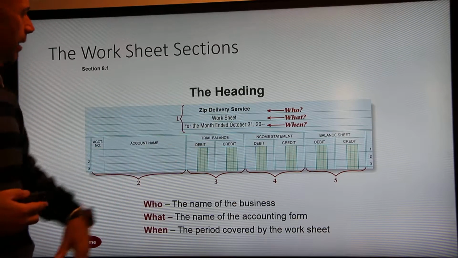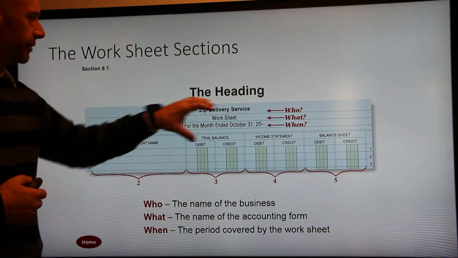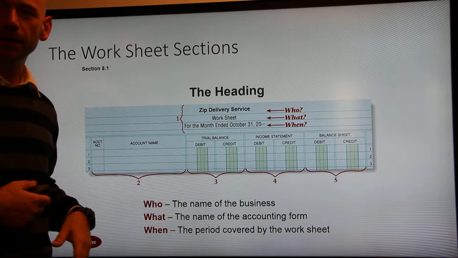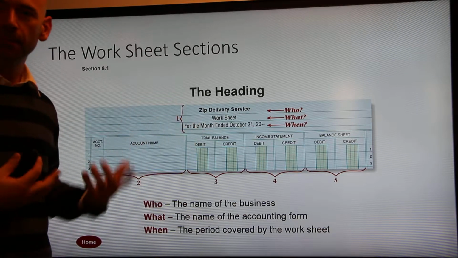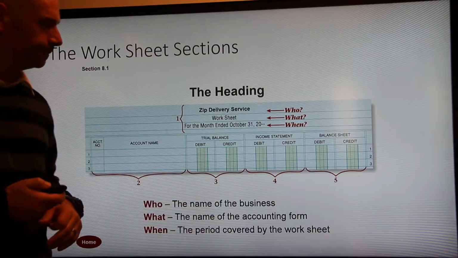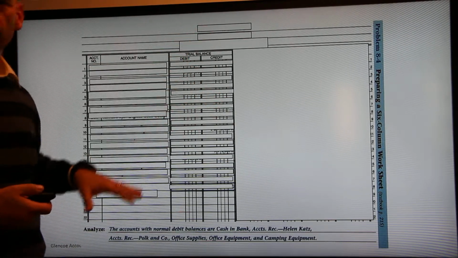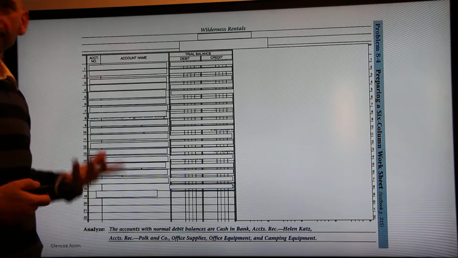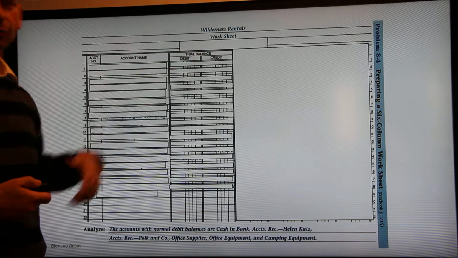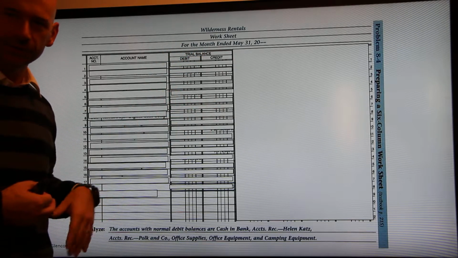So here we go. On the worksheet, same thing, who, what, and when: the name of the business, the name of the sheet, in this case it's going to be worksheet, and then the period that it covered. Usually you'll do for the month ending or for period ending, and the end of that month or period is on the worksheet. Alright, so this is what it looks like to start. The first thing that you want to do is put in your heading. Wilderness Rentals was the name of the company. The name of the sheet is worksheet, and then it's for the month ending May 31st in this case.